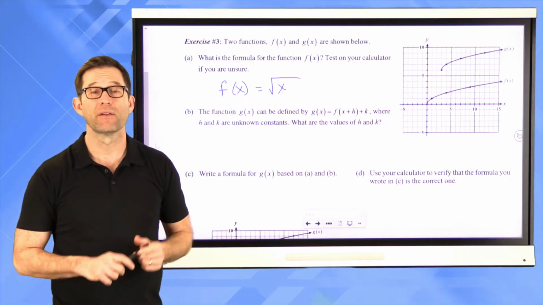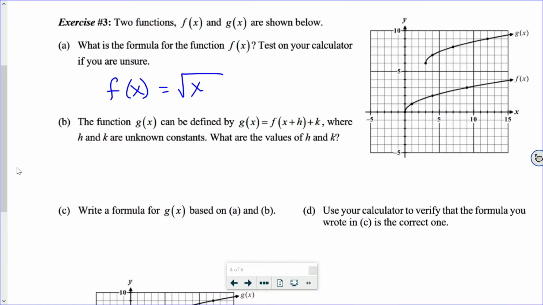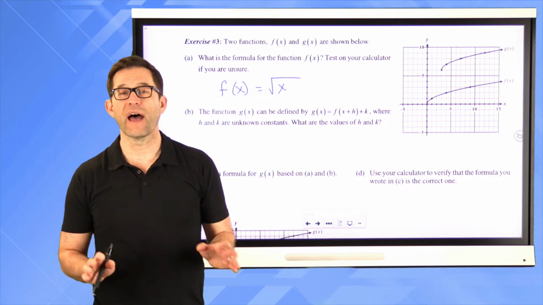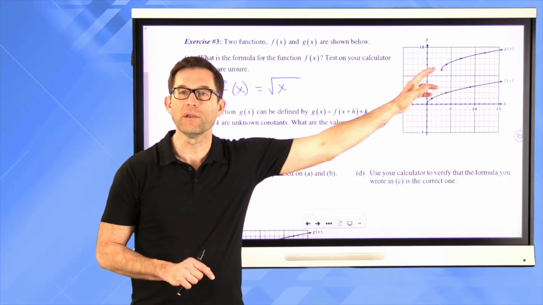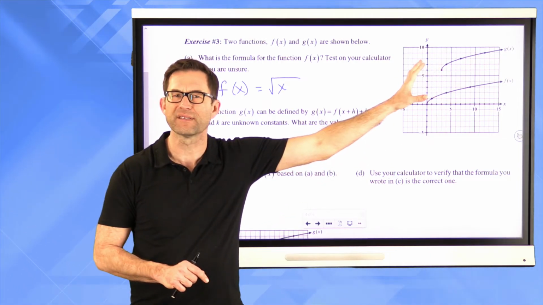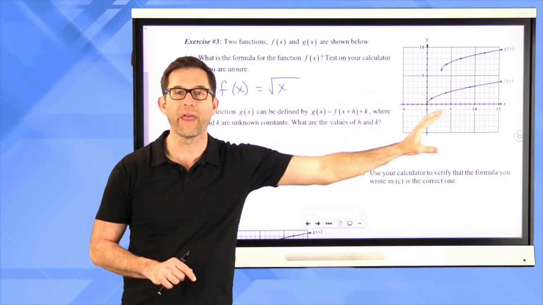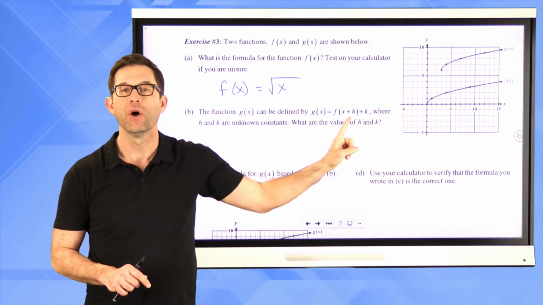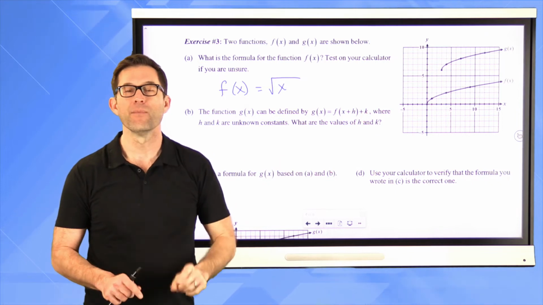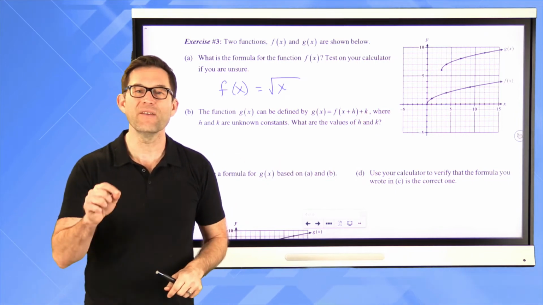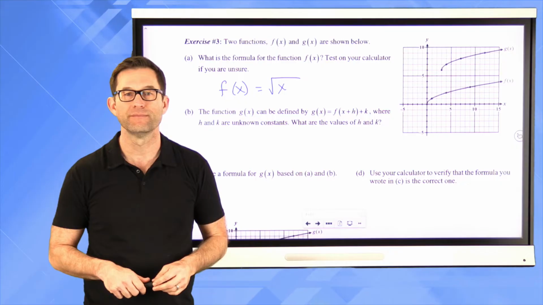Now, let's take a look at letter B. The function g of x can be defined by g of x equals f of x plus h plus k, where h and k are unknown constants. What are the values of h and k? Okay, fantastic. So now what we want to do is look at g of x and say, well, wait a second, g of x is just f of x that's been shifted in certain ways, and that will help tell us what the values of h and k are. So pause the video now and see if you can figure out what those are.